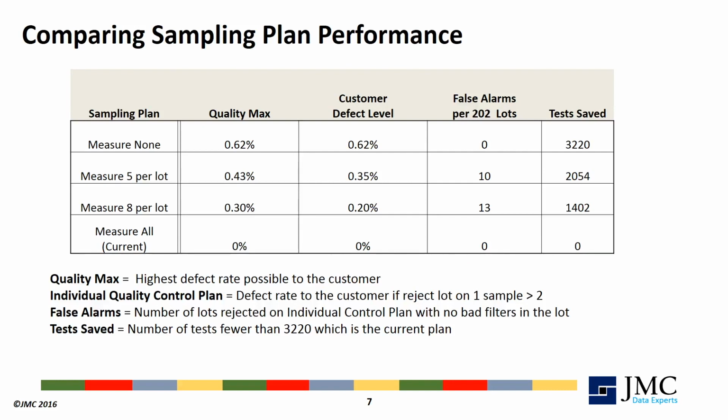We can compare the 4 plans by considering the key trade-off for any acceptance sampling plan. How many measurements are saved versus what is the expected defect level at the customer? We evaluated how each of the 4 plans would have worked on 202 historical lots of filters where all filters were measured. The defect levels ranged from 0 to 0.62%, as the number of tests saved changed from none to all 3,220 filters. Of secondary importance was the false alarm rate, which was the number of times a lot was rejected, but there were no out-of-spec filters in the lot.